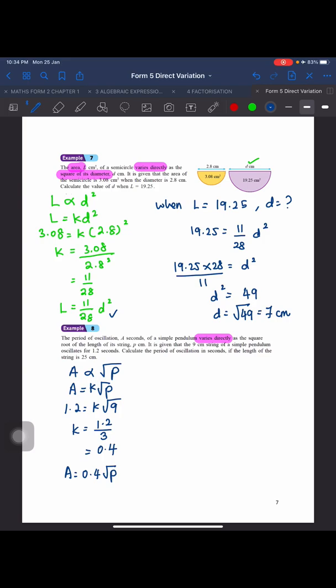When P equals 25, calculate the period of oscillation A if the length of the string is 25. A equals 0.4 times the square root of 25. Press the calculator and you will get 2 seconds. This example can also be solved using the alternative method, which is the concept of proportion. You can try it later.